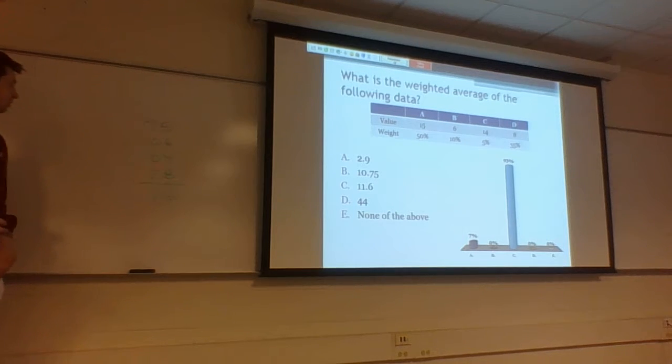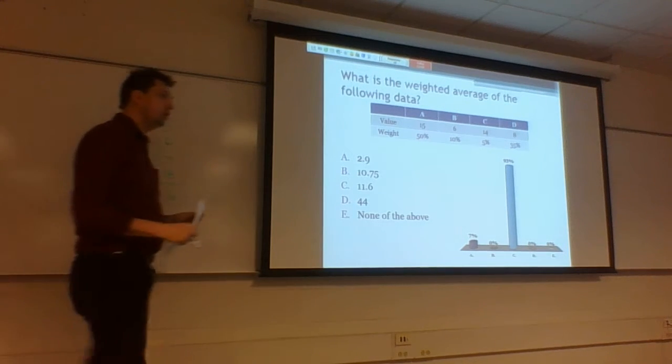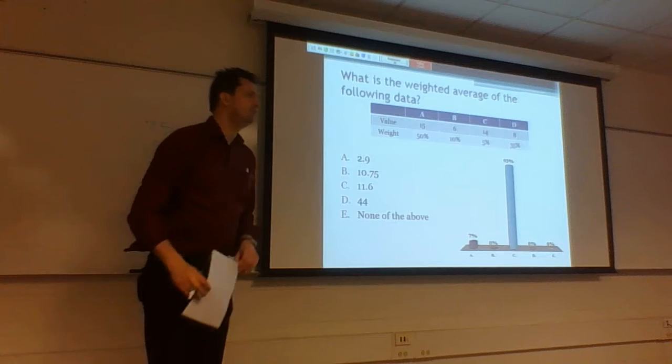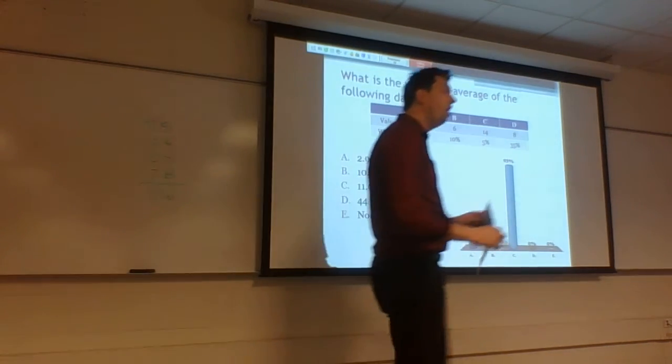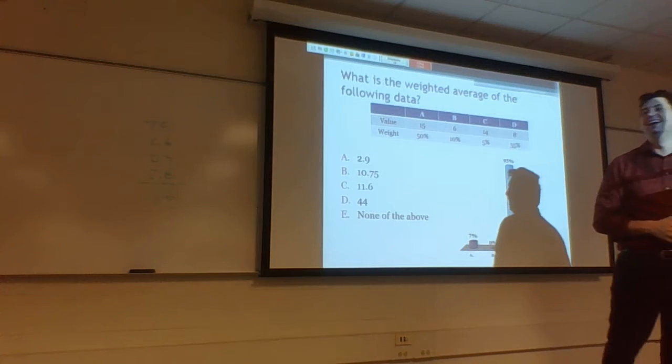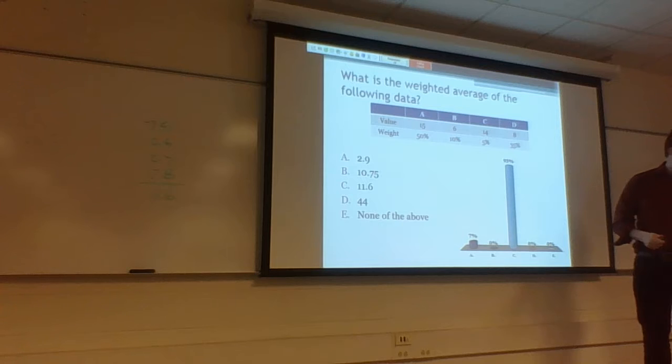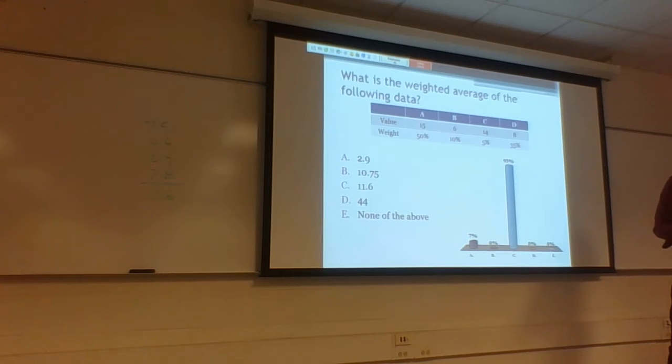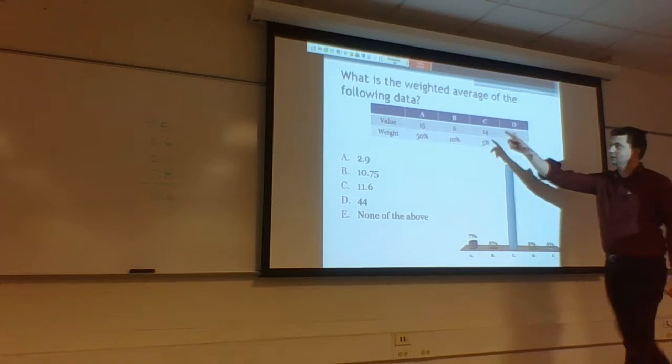By 11, and you get 11.6. What do you divide by? Saibo, what do you divide by? 1. Why do you divide by 1? I don't know, that's what you said. Was that correct? Exactly. If you add all the weights up, it's 100%.